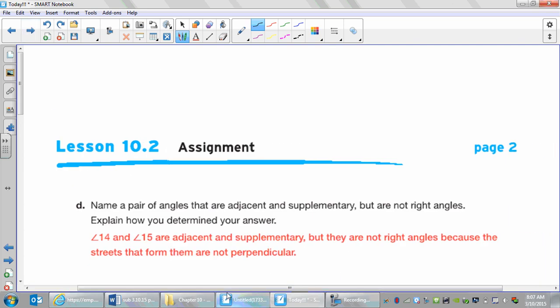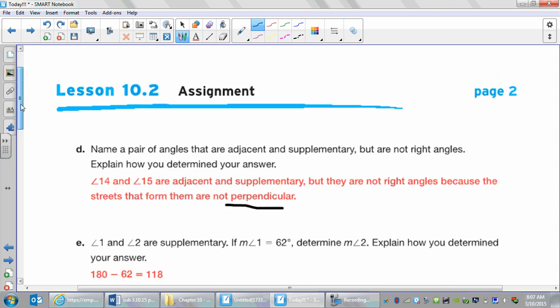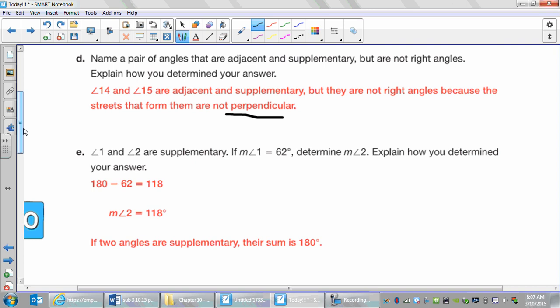Okay, so they're adjacent and supplementary, meaning they're next to each other. They add up to 180, but I know that they're probably not right angles because they don't meet at a perpendicular. And perpendicular means something meets at a right angle. All right, the measure of angle 2 would be 118. These 2 are supplementary, which means they add up to 180.